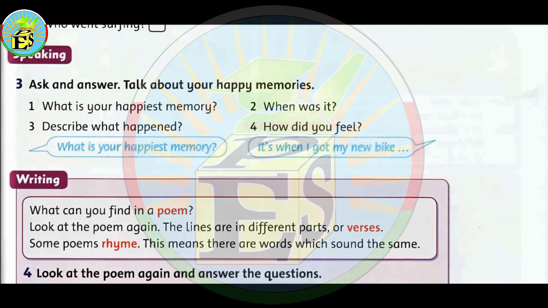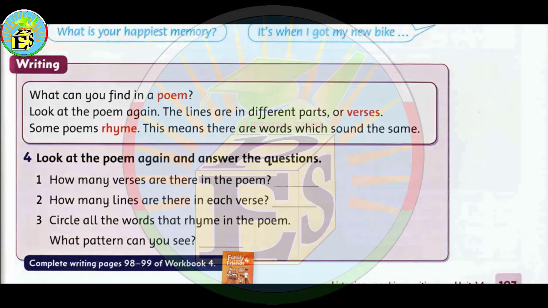Now let's move to the writing box that we have here, and inside this writing box, we will talk about poems. What can you find in a poem? And of course, you remember that we read a poem in the previous lesson. We will have a look at the poem again, and the lines are in different parts or verses. Some poems rhyme. As I told you, there are some words that can be found in poems that share the same sound. So that's why we say these words rhyme. This means there are words which sound the same. So this is the meaning of rhyme.